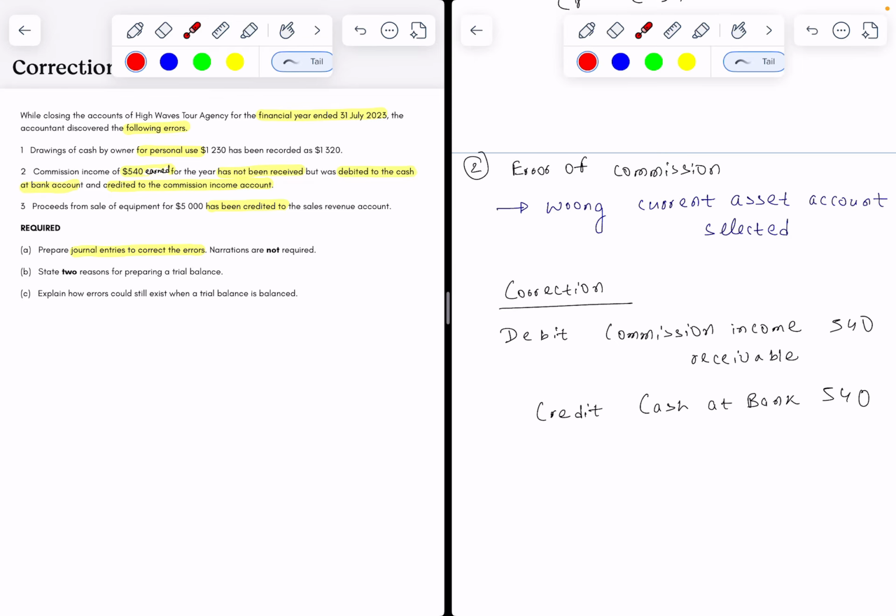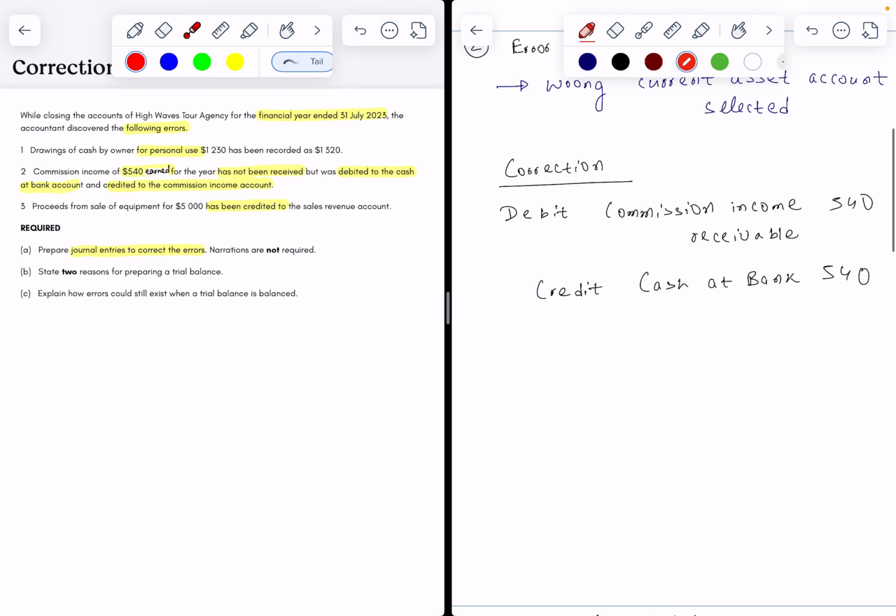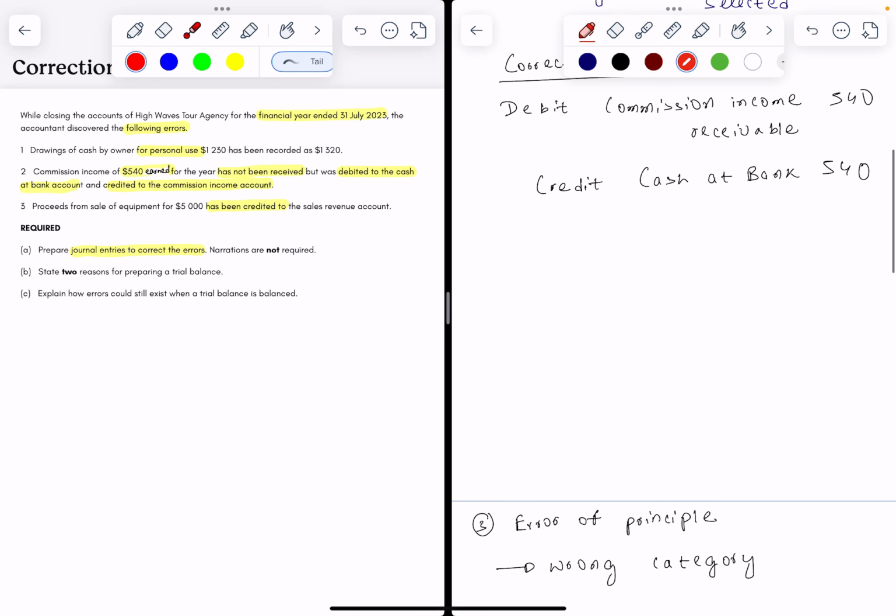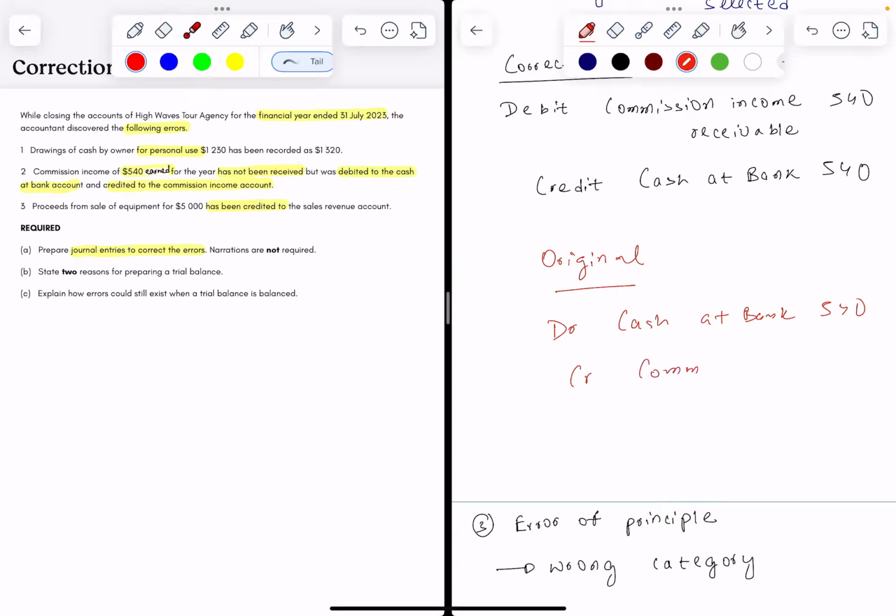So what do we understand by the wrong account? Based on the transaction that the business had originally recorded, this is what they have done. The business originally debited the cash at bank account by $540 and credited the commission income account by $540. Now the credit to the commission income account by $540 is correct because this is income which has been earned, and any income by default is credited when it increases.